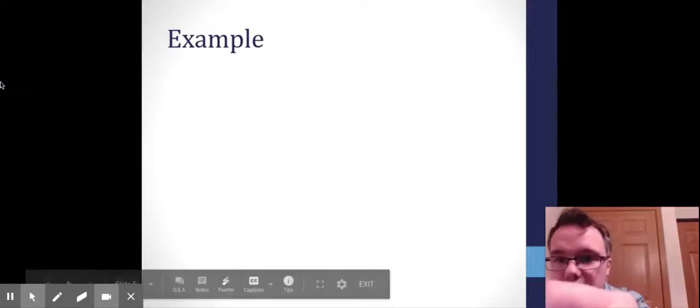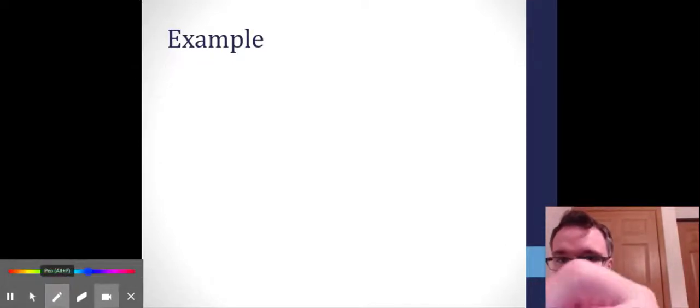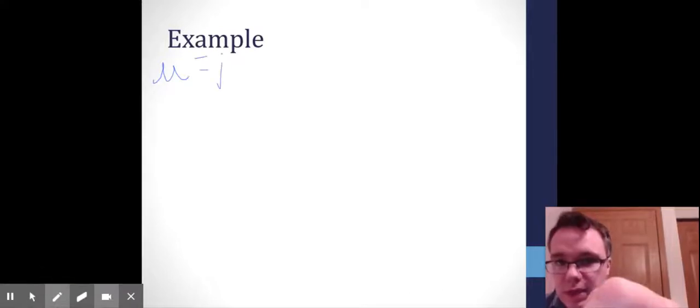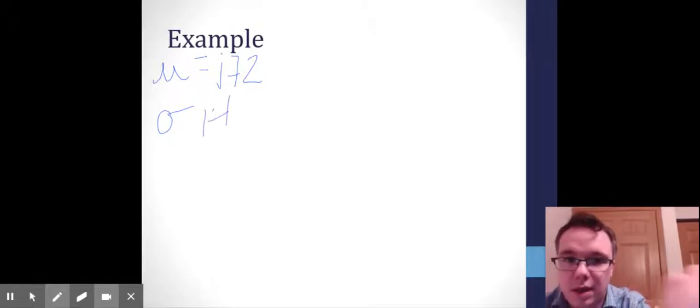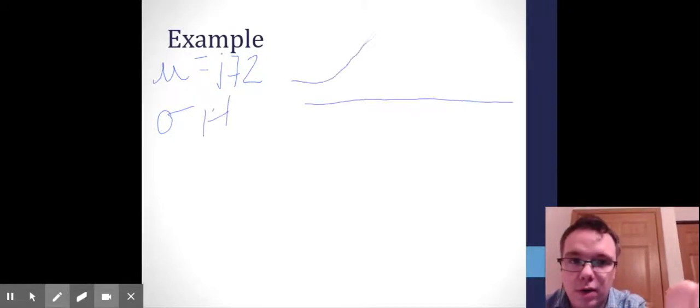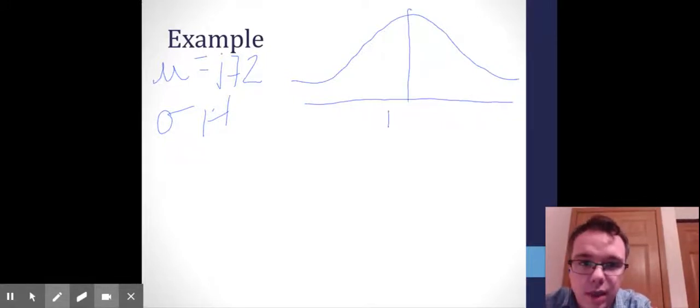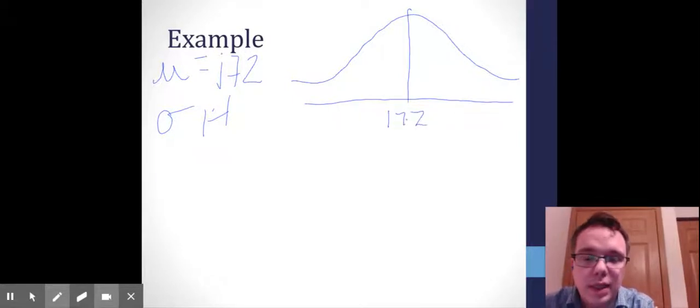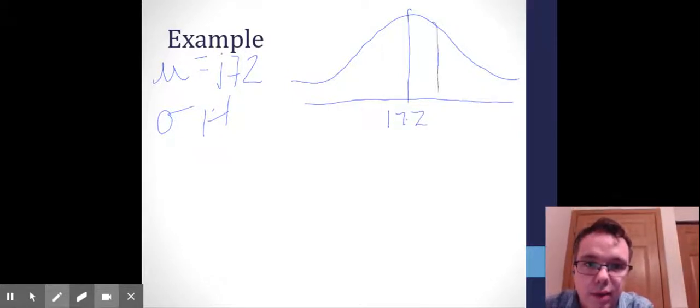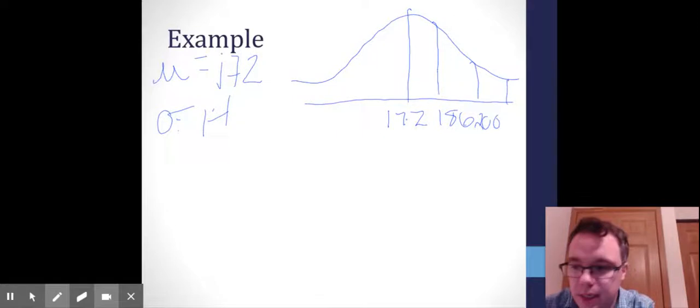All right, so remember from our last slide, we said our mu was 172 and our standard deviation was 14. So we can make our normal curve, and our 172 is going to go in the middle. And remember, we go up to three standard deviations away. So I'm going to put in my one standard deviation away. To find that number, I'm going to add 14, so I'm going to have 186. Two standard deviations away is going to be 200, and three standard deviations away is going to be 214.